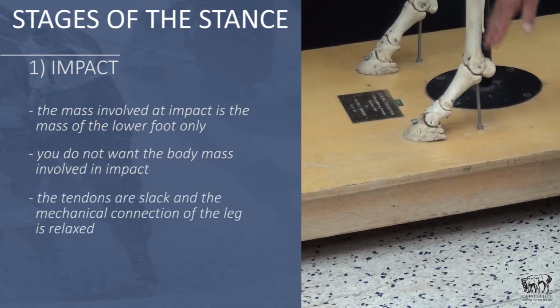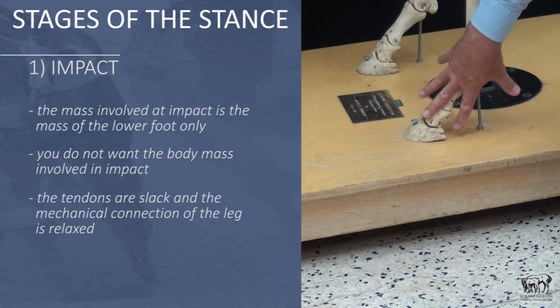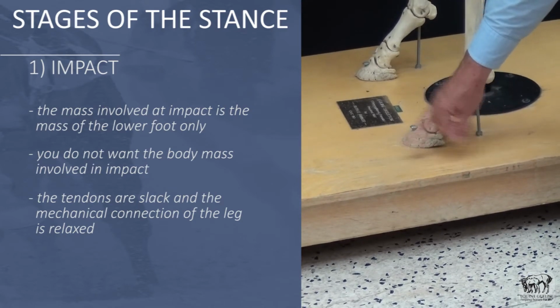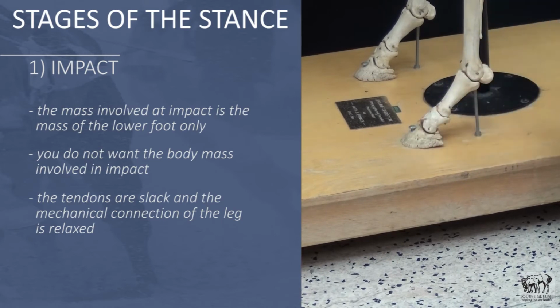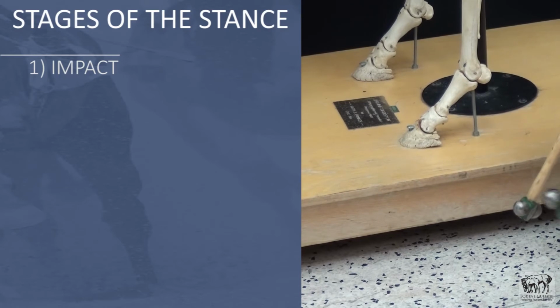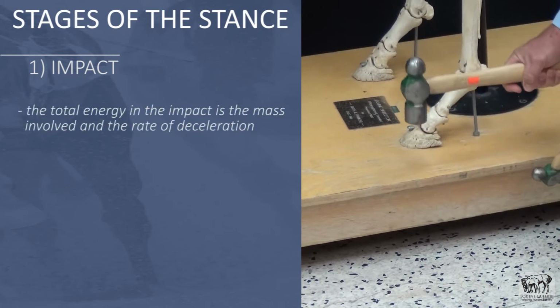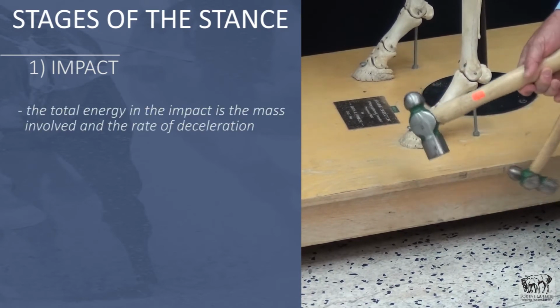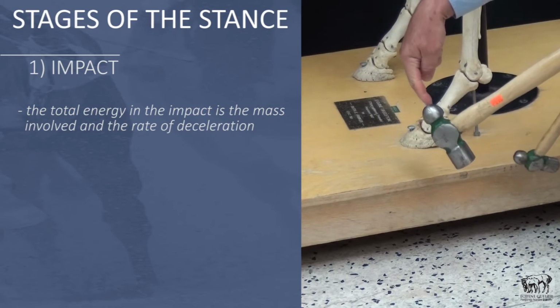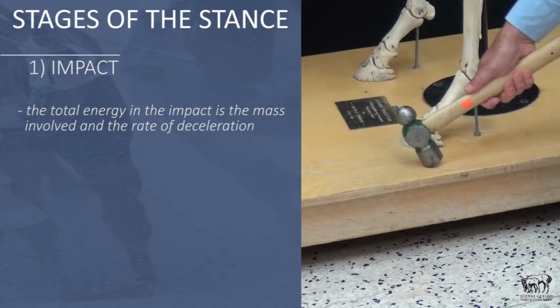All the tendons are nicely slack. The mechanical connection up the leg is relaxed. So that toe can bend quite nicely without bringing any further mass in. And why we want to do that is simply because the total amount of energy in the impact is the mass involved and the rate of deceleration.